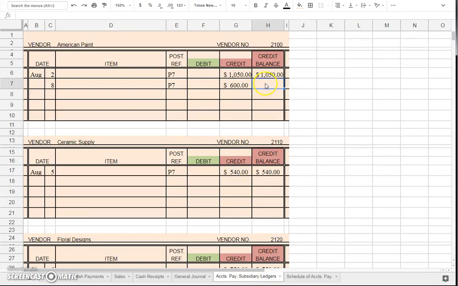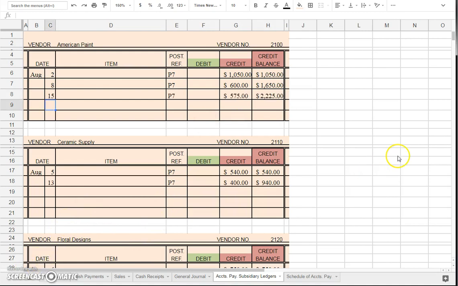And it was for $600. Now, my original balance was $1,050 credit. I am adding another $600 credit because it's credit. I add them together. If you can do this in your head, great. But if you want to rely on Google Sheets, which is always a good idea because it always gets it right, you can write a quick equation. Okay, so I'm going to quickly pause the video and fill in the rest of these, and then we'll move to the cash payments.